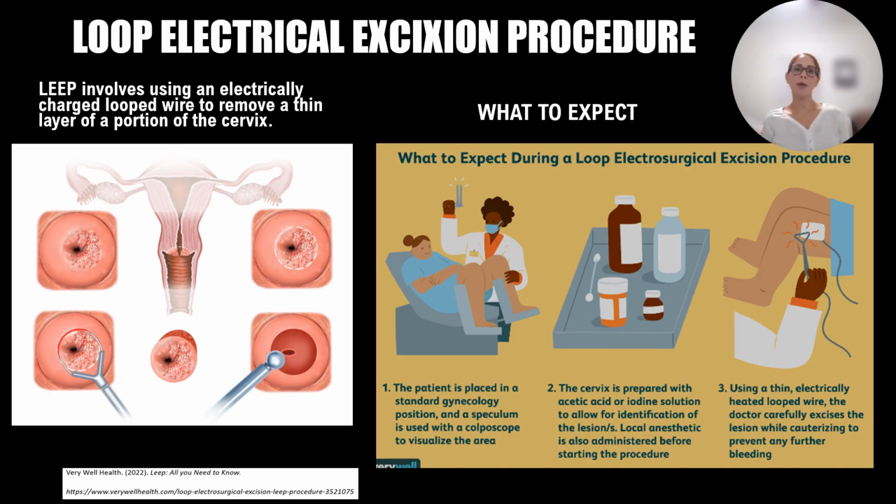On this slide, I want to provide a visual of the loop electrosurgical excision procedure, also known as LEEP. This involves using an electrically charged loop wire to remove a thin layer of a portion of the cervix. So on the picture below, we can see the cervix with dilation, the instrument being used, and a very thin layer being removed, and then the area being cleared.